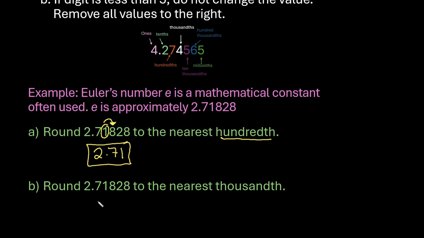And then for the second example, 2.71828 to the nearest thousandth, or 1,000 has 3 zeros in it. So we're going to round to 3 decimal places. So we're going to look at this 8 right here, look to the right. Since 2 is less than 5, we are going to keep the value the same. So we would have 2.718, and then we just don't write the rest of the decimal places to the right.